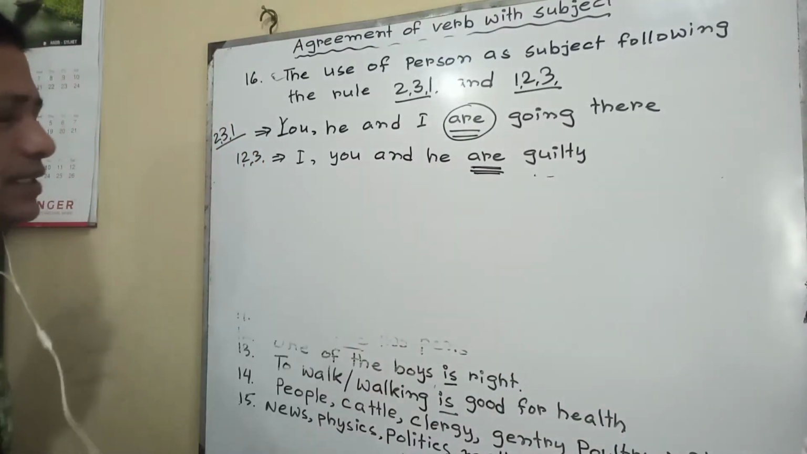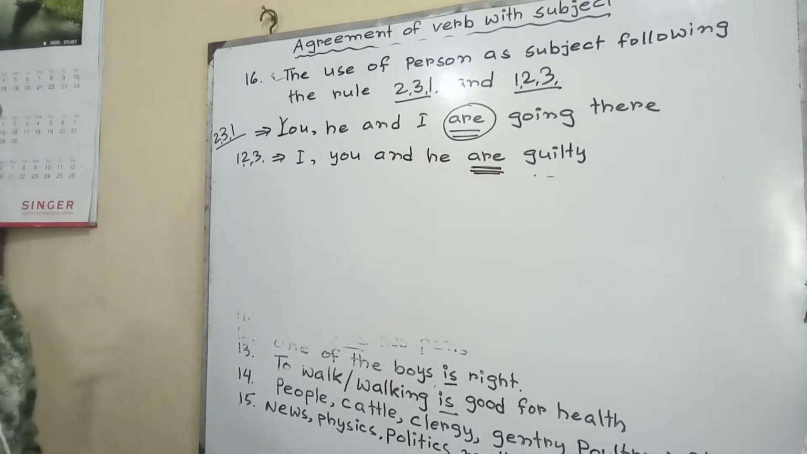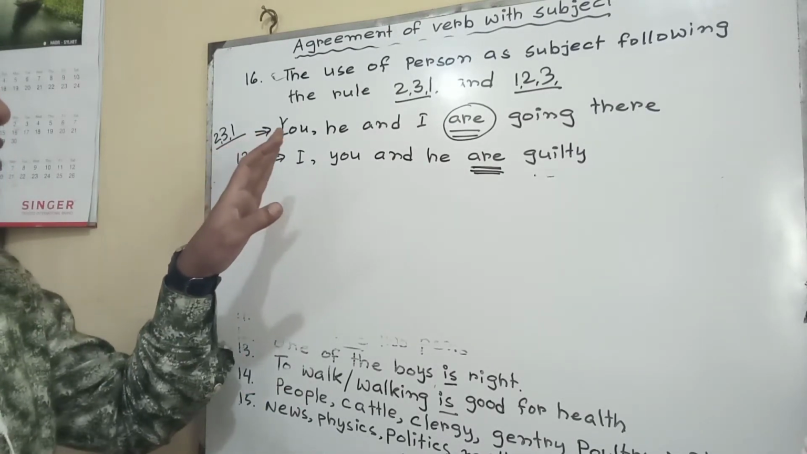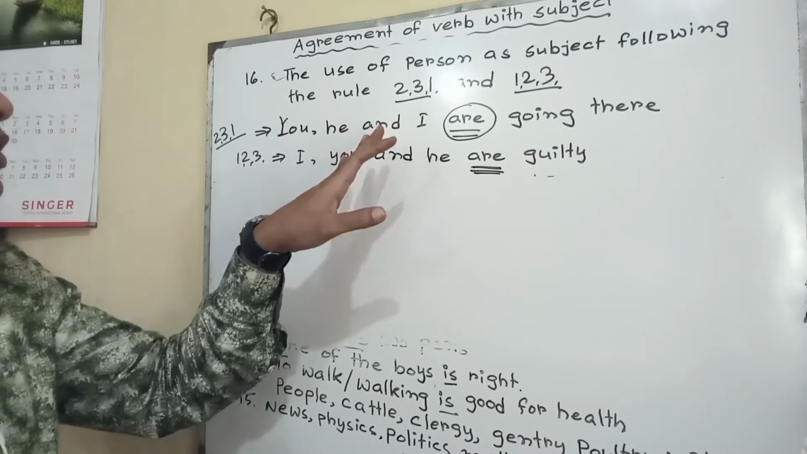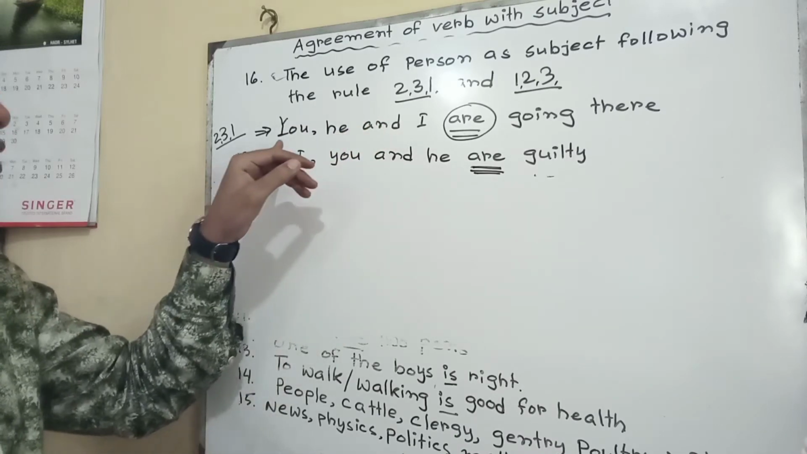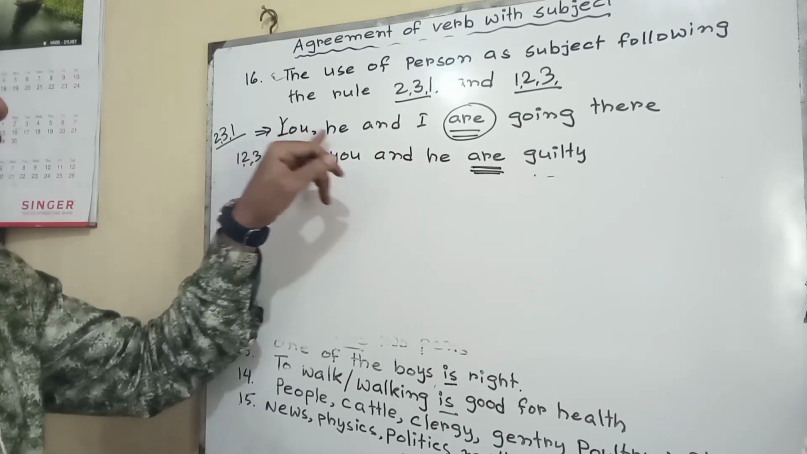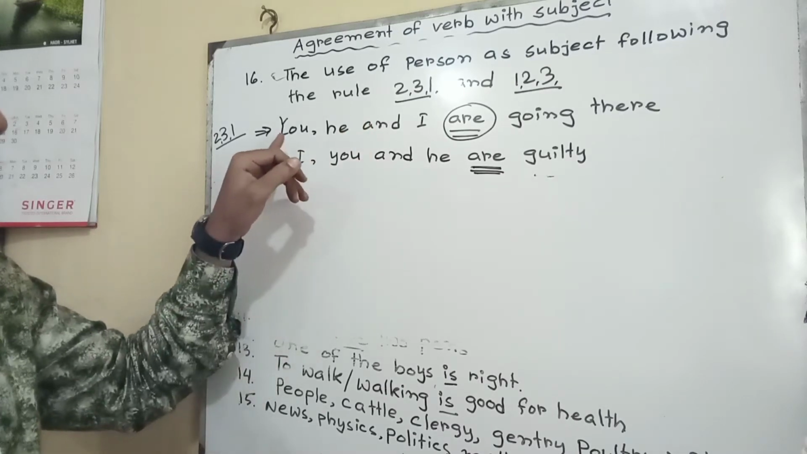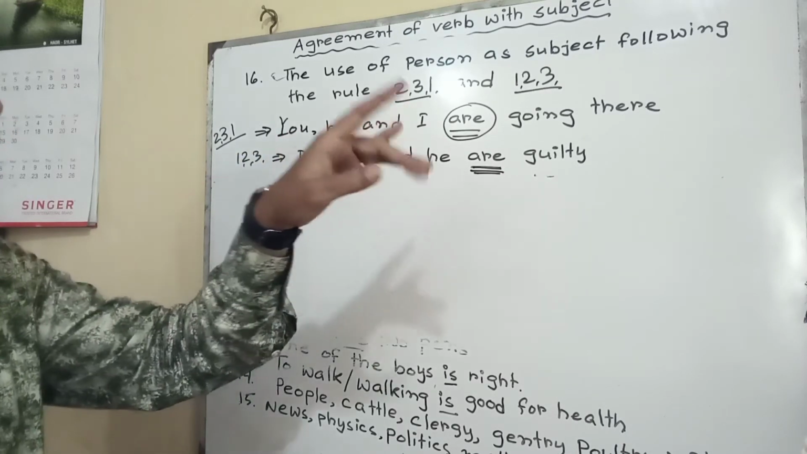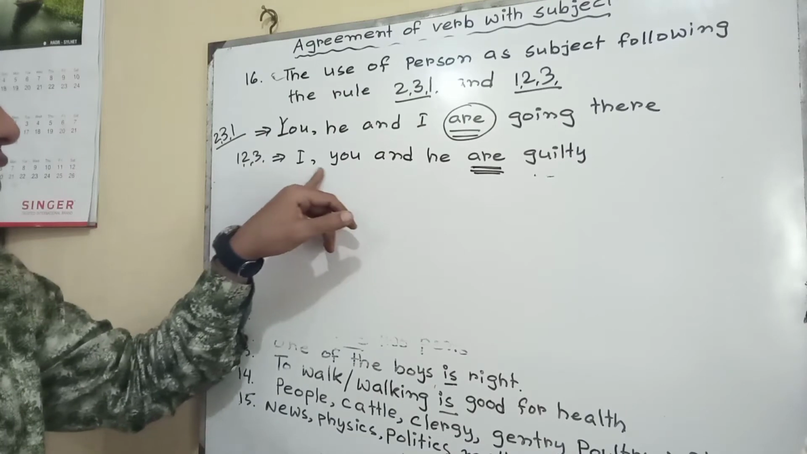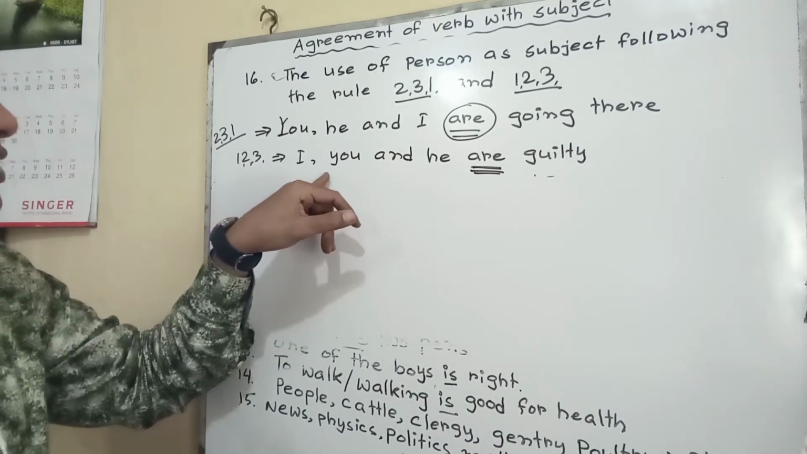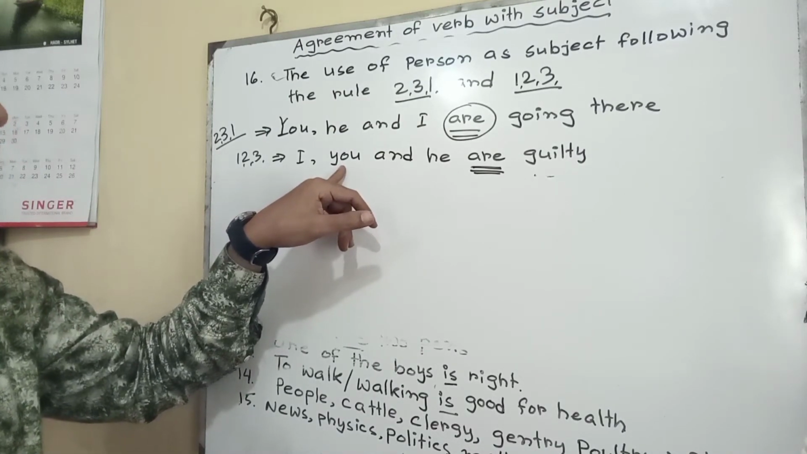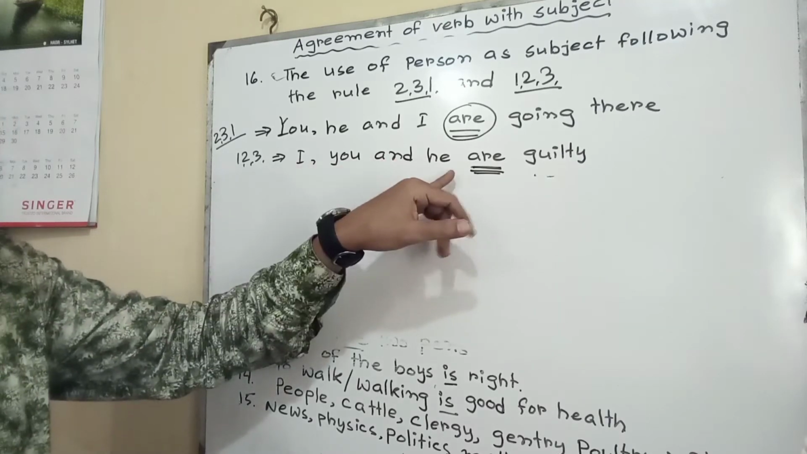But if you say, sir, if I don't find first person, second person and third person, or three types of persons, if I find only two persons there, you and he, in that case what will it be? Okay, you and he are going there. You have to maintain the sequence. If you say, sir, "you" is not there, okay, I and he are guilty.